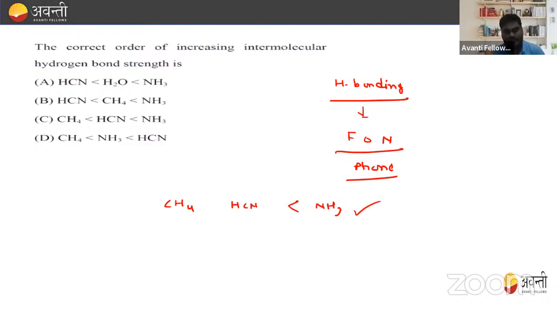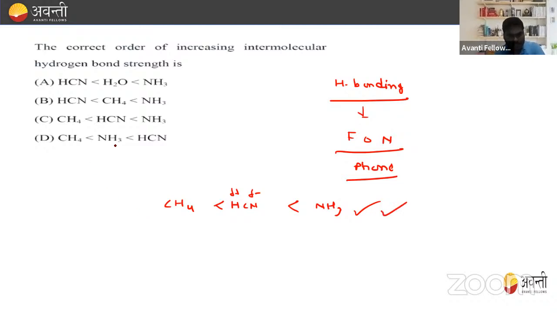Now, what about CH4 and SiH4? Out of these, which one has stronger hydrogen bonding? In SiH4, there is a greater electronegativity difference. This is partially negative, and this is partially positive. So it has more electronegativity difference, so it will be more. In CH4, carbon and hydrogen have almost similar electronegativity, so there is not much difference. That's why the order becomes this: NH3 because of hydrogen bonding, since hydrogen forms a bond only with these three, FON, then SiH4 and CH4. So this is our correct explanation.